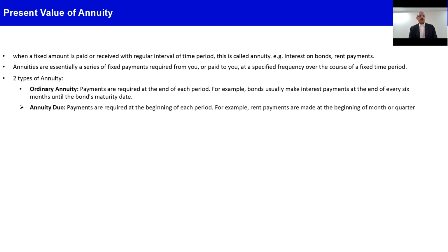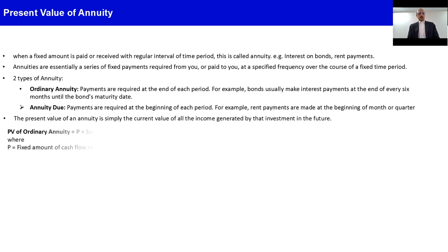Annuity could be of two types. One is ordinary annuity, where the payments are received or made at the end of each period. And annuity due is when payments are made or received at the beginning of each period. An example of ordinary annuity is bond interest, where the interest payment is made at the end of 6 months. Whereas rent, which you pay in advance, could be monthly in advance, quarterly in advance, or yearly in advance, and that is considered annuity due.